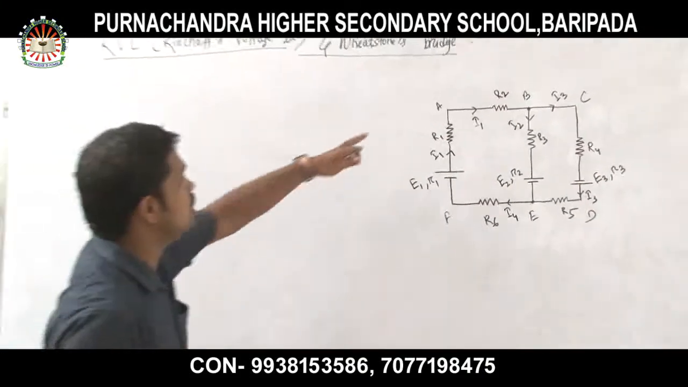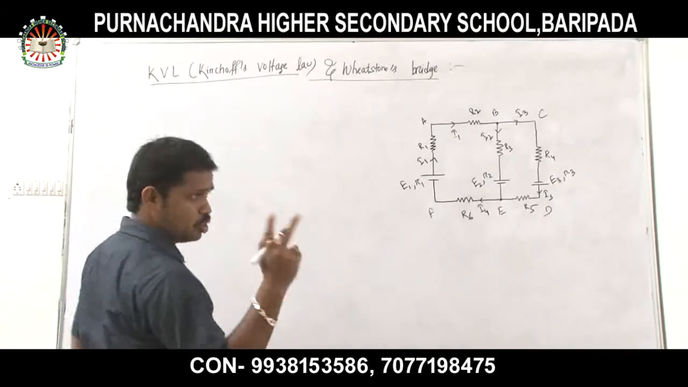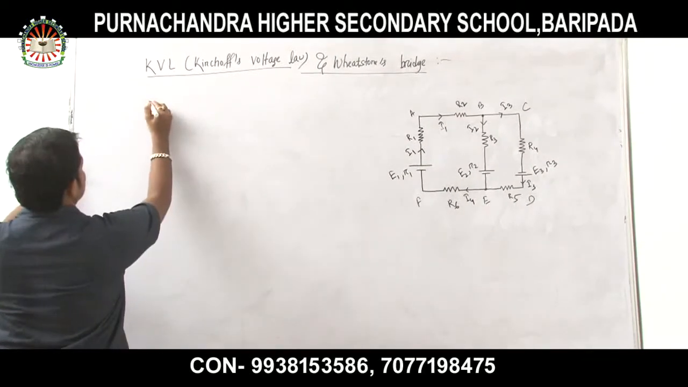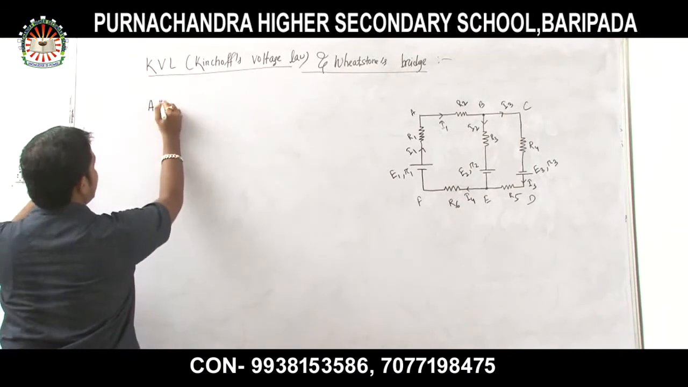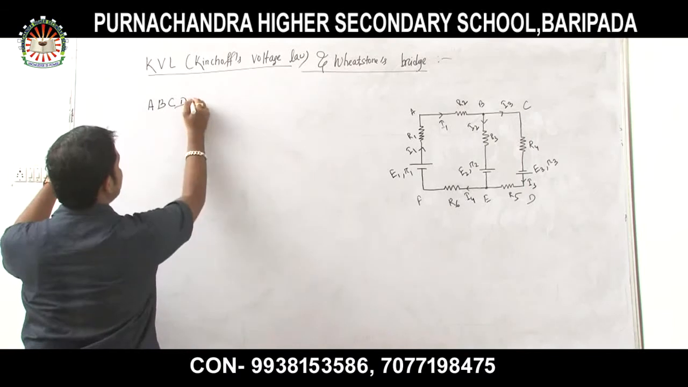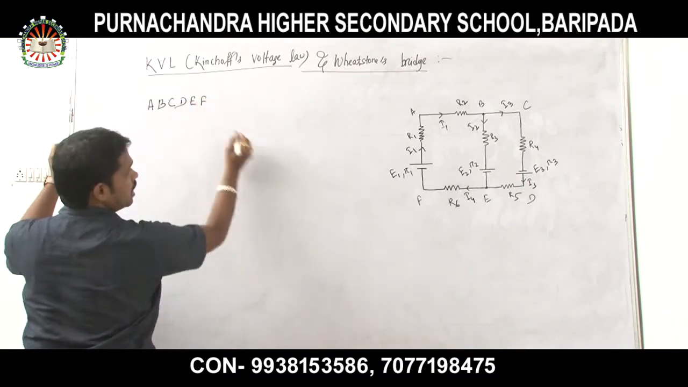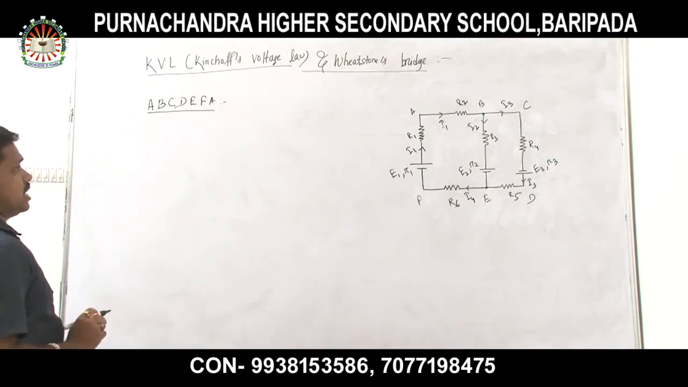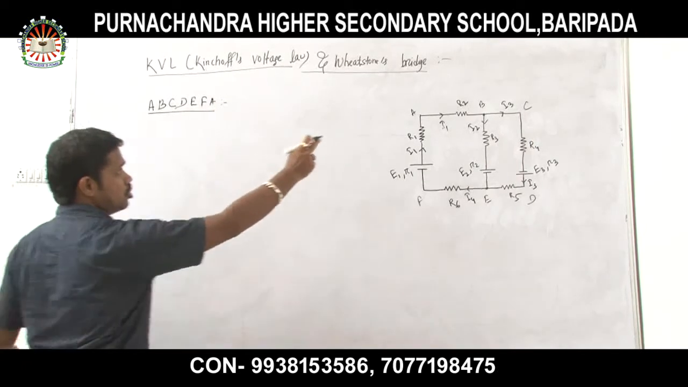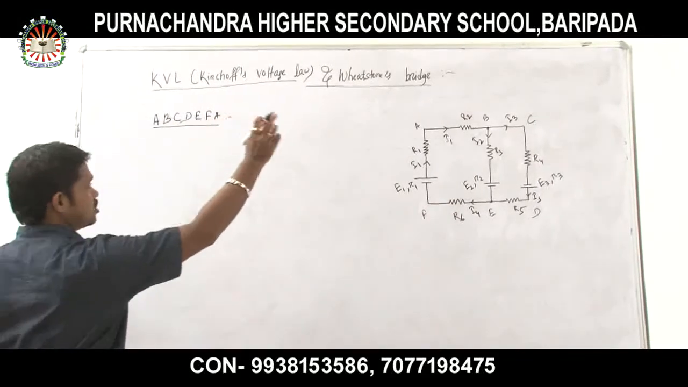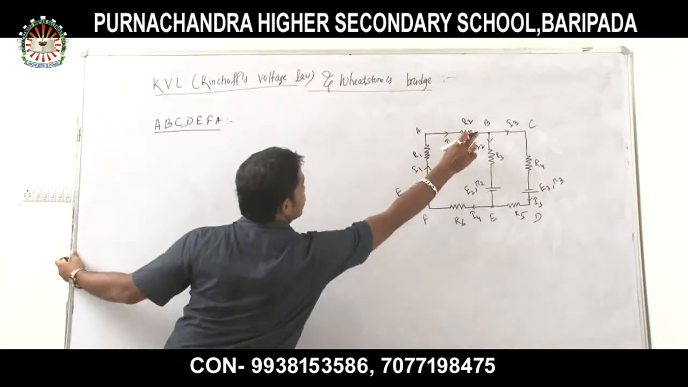Very importantly, first of all, let us take two loops. We will verify with two loops. Let us first take the loop A, B, C, D, E, F, A. Remember, this is a loop. Let us apply the KVL to this loop, A, B, C, D, E, F, A. Now I will start from A.